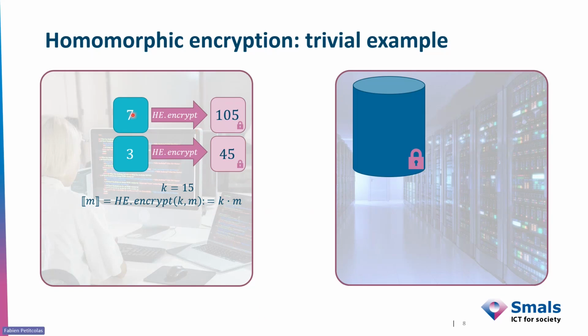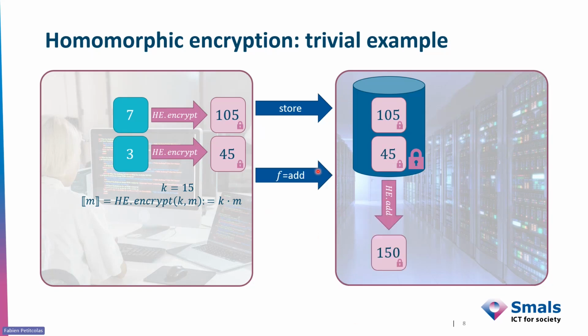So when we encrypt, 7 times 15 is 105, 3 times 15 is 45, and we have here now the encrypted data, 105 and 45, which we can send to the remote infrastructure, and it's still encrypted on encrypted storage. And at the same time or later, I send an instruction to do some operation, and here I choose addition. So the F in the previous slide is just the addition here.